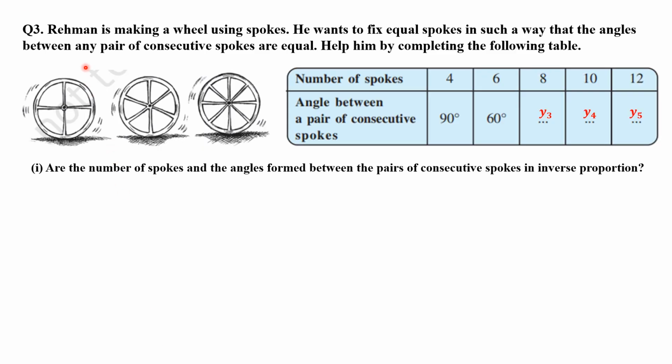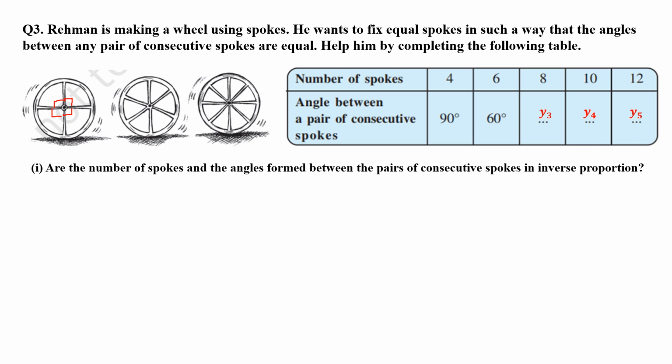Now question number 3. Rahman is making a wheel using spokes. He wants to fix equal spokes in such a way that the angle between any pair of consecutive spokes is equal. Help him by completing the following table. So this is the wheel. Now in the first case, he has kept 4 spokes, and you can see the angle between them is 90°. These all the angles are 90°, isn't it?